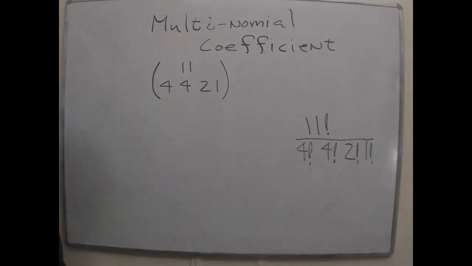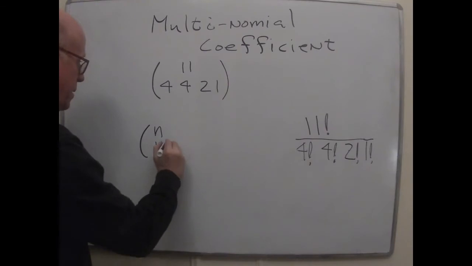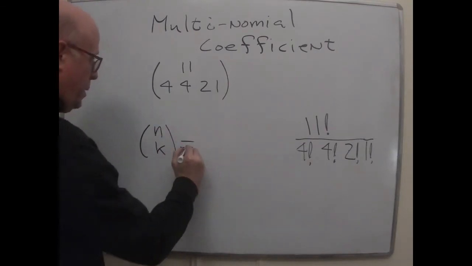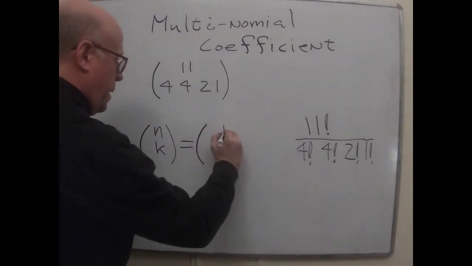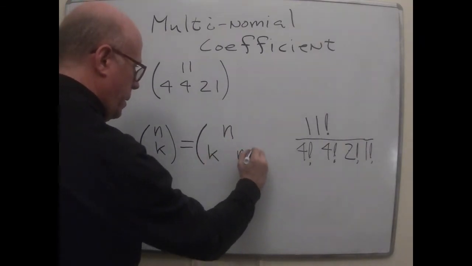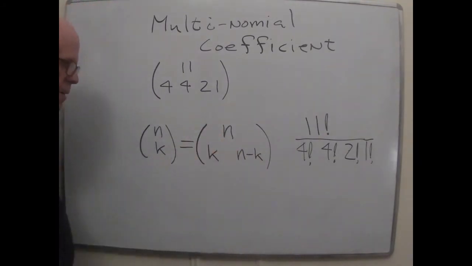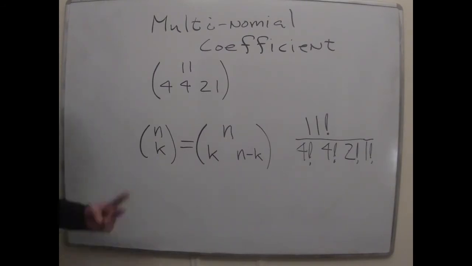So that's understood to be what we did here, 11 factorial over 4 factorial, 4 factorial, and so on. If I wanted to give you what n choose k is in this form, you could do it too. It's n choose k and n minus k. That's sort of a strange way to write the ordinary binomial coefficient, n choose k. Think of it as a multinomial where the multi is 2. There's 2 bits to deal with.